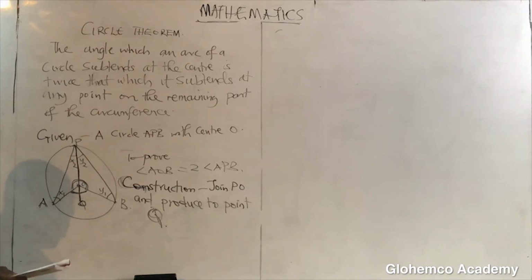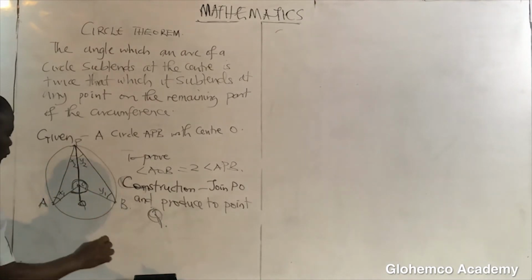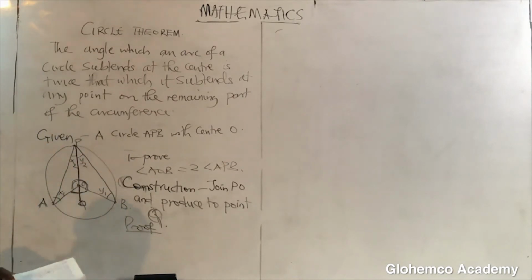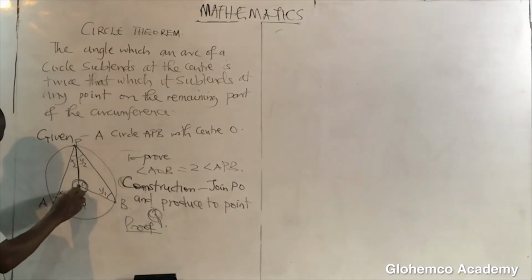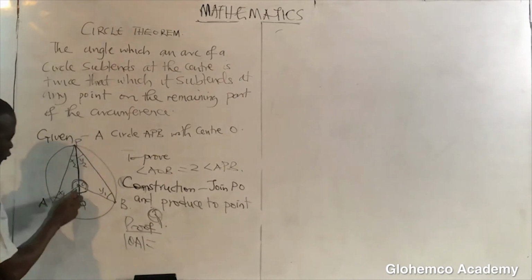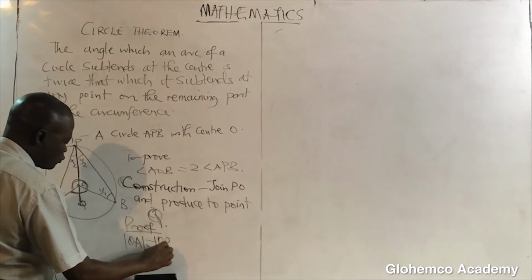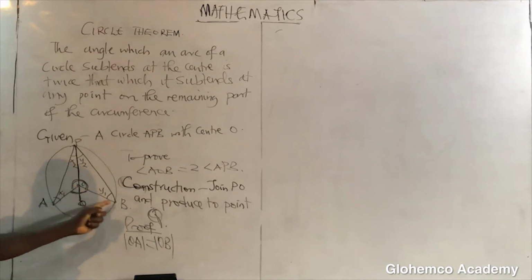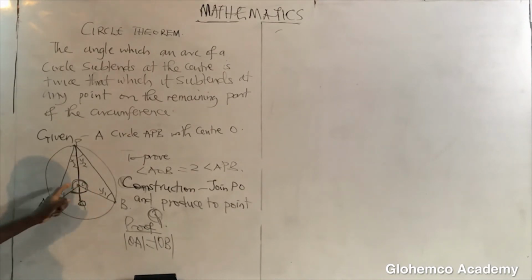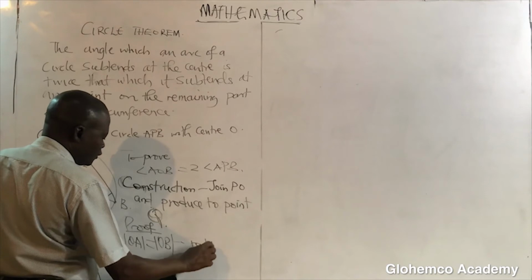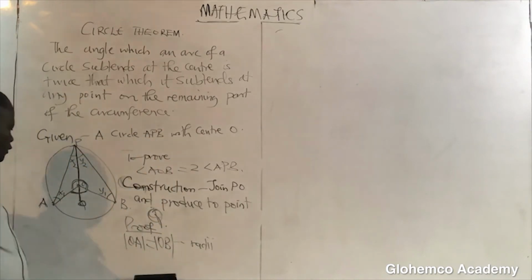Now, when you join PO and you produce to Q, what is the next thing? Our proof starts. We will now start our proof. What is our proof? You see that OA is equal to OB. Side OA equals line OB. What is the reason? The reason is that they are all radii. Radii of the circle.